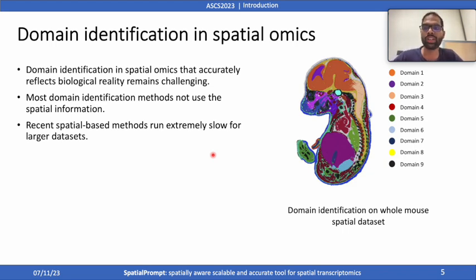this domain identification technique. Most of the domain identification techniques don't use the spatial information that is present in your data. These are basically extensions of the single cell RNA-seq technique. To overcome these challenges, there are several techniques that were recently developed, so they use the spatial information coming from the spatial data. But the major downside of these recently developed techniques is that they run extremely slow for larger datasets.